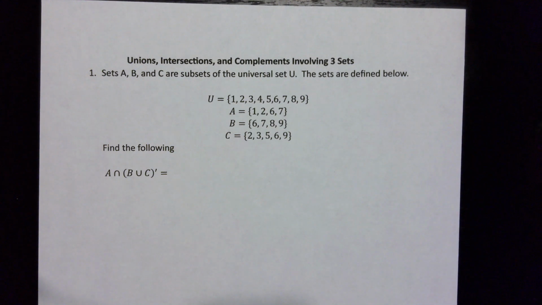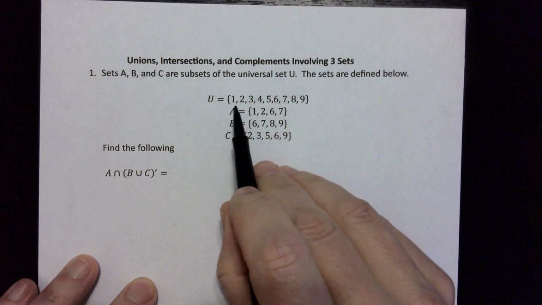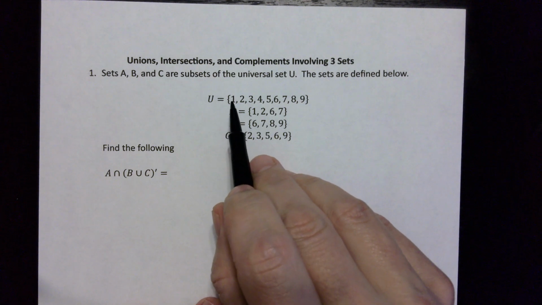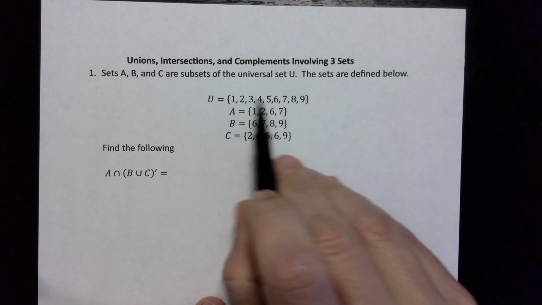In this video, we are going to be looking at unions, intersections, and complements involving three sets. In this problem we have sets A, B, and C that are subsets of the universal set. The universal set is all the numbers we have, which is 1, 2, 3, 4, 5, 6, 7, 8, 9. So that's all the elements we have in this problem.